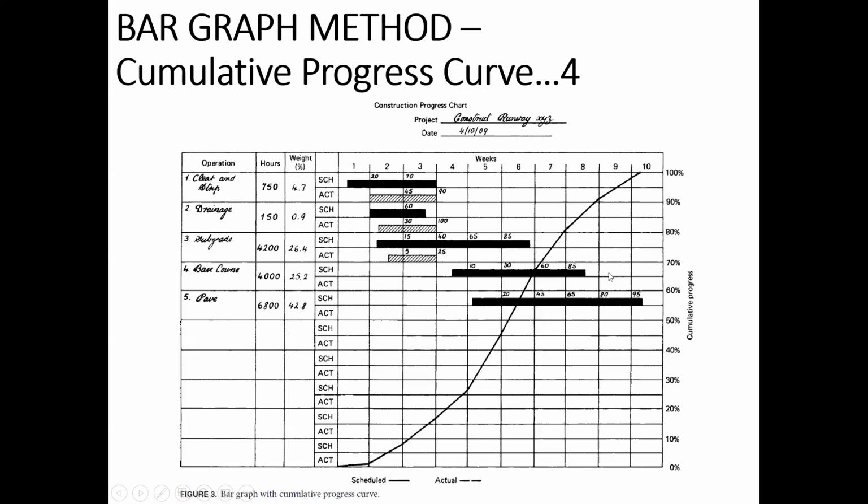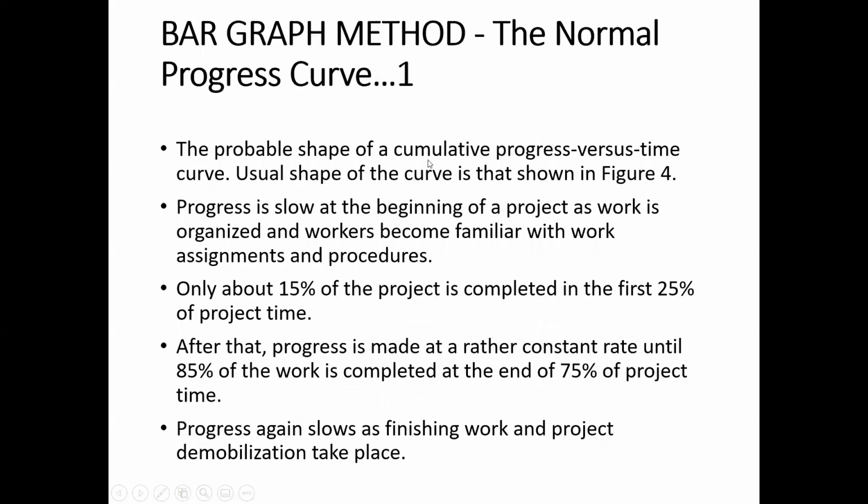That means instead of looking at two separate pictures, we can have both types of graphs, the bar graph and the cumulative progress curve, on the same page. So this gives us the cumulative picture. Now the normal progress curve.